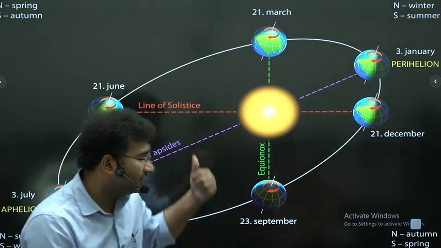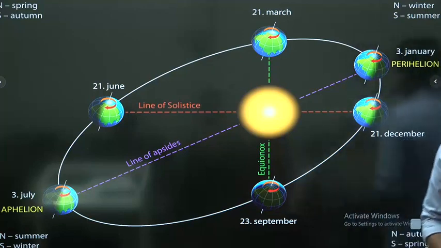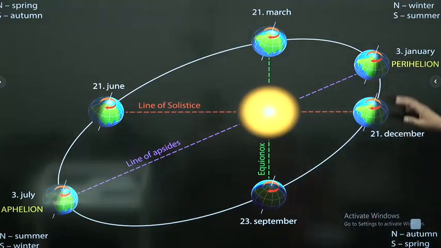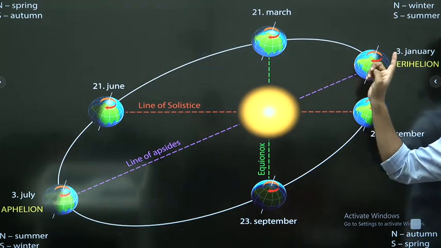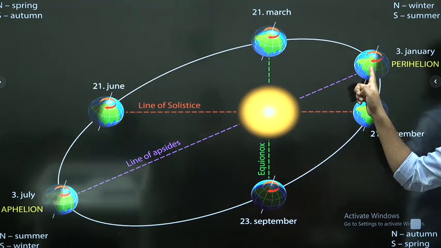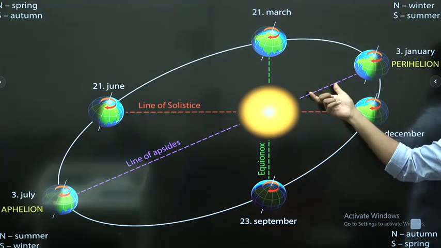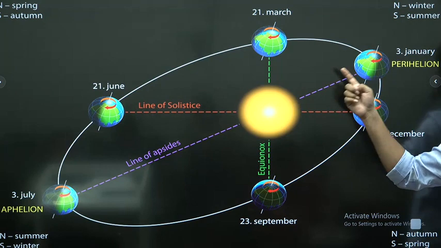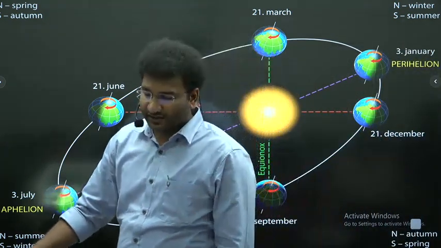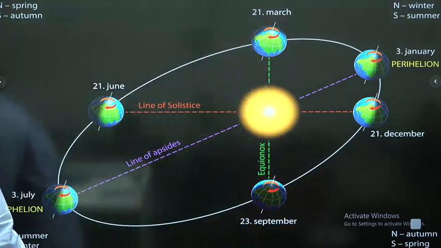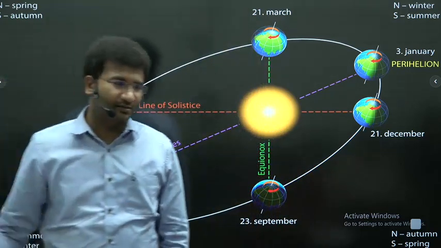Right? Quickly take this diagram. I want you to mention what is perihelion, what is aphelion. See, make sure 3rd January is called as a perihelion. Perihelion matlab paas mein. The nearest distance at which the earth is located from the sun is called as perihelion. And the farthest distance at which the earth is located is called as aphelion. See, perihelion position is in the month of January.